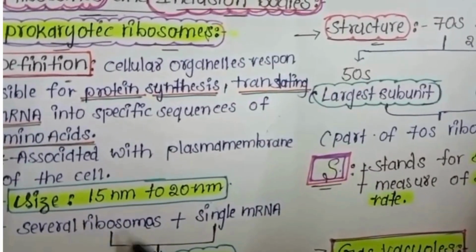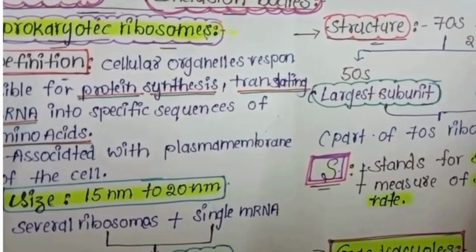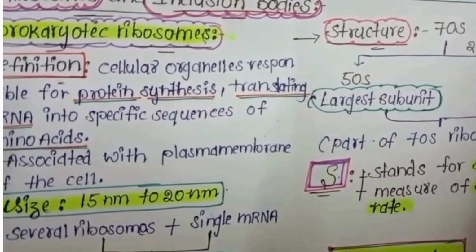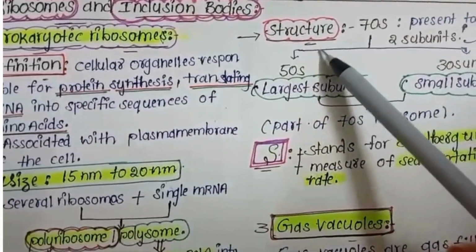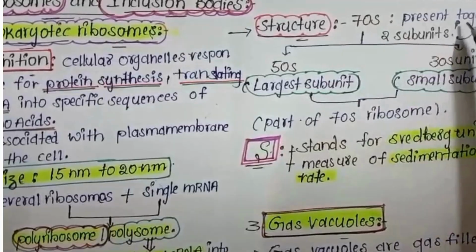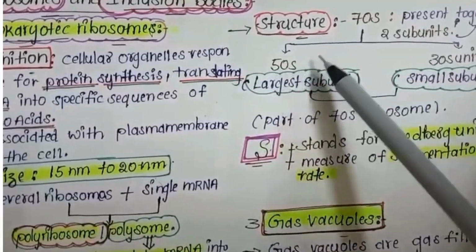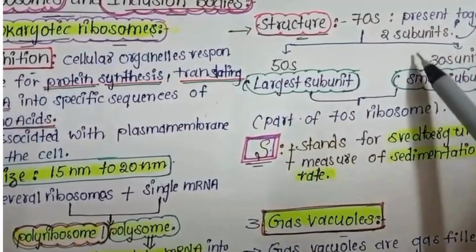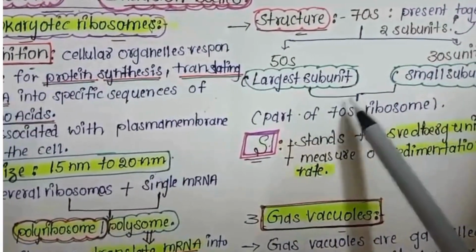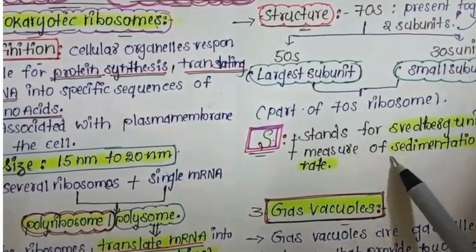Here, several ribosomes with a single mRNA form a polyribosome, also known as polysomes, which helps in translating mRNA into proteins. Coming to the structure of prokaryotic ribosomes, these are 70S ribosomes, present together as two subunits. One is the larger subunit, which is 50S, and the smaller subunit, which is 30S. These are part of the 70S ribosome. Here S stands for Svedberg unit, which measures sedimentation rate.